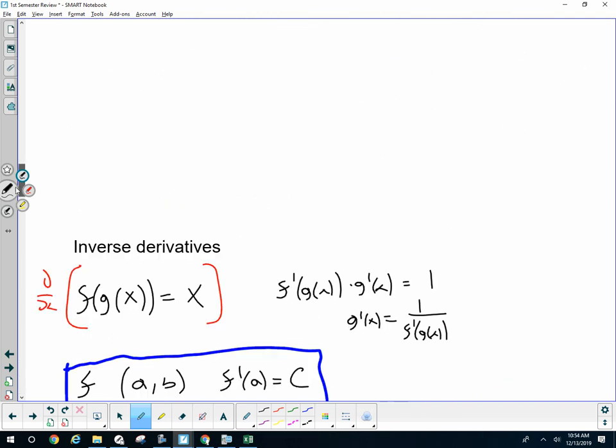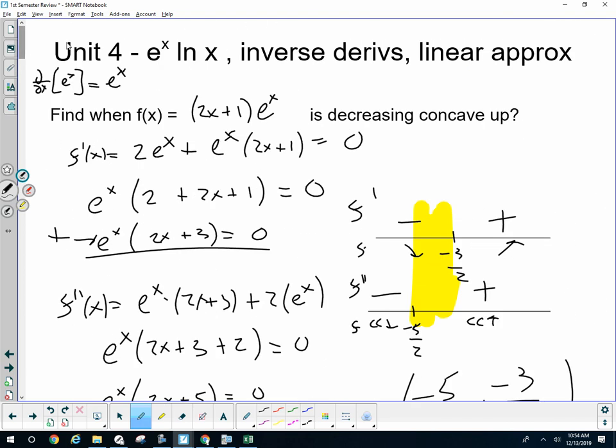Okay, that finishes up unit 4. 2 more units to go over.